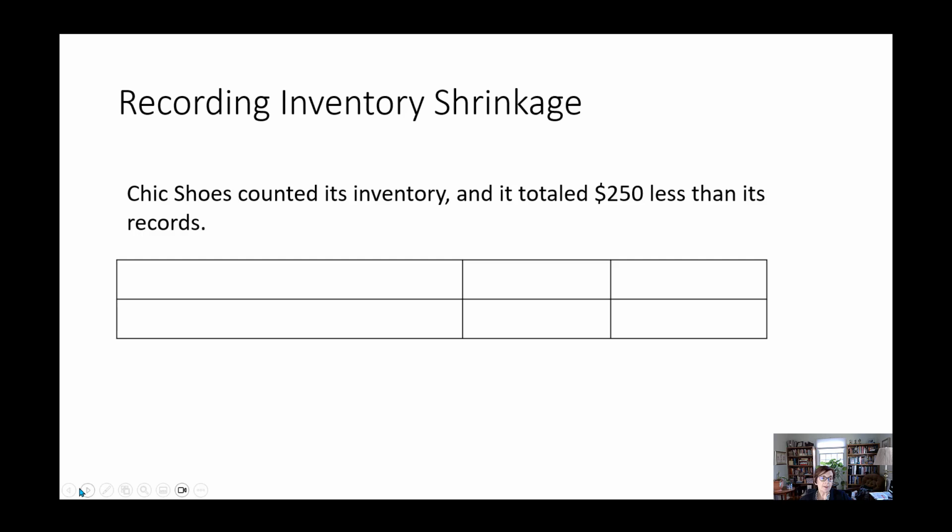So now they have to reduce their inventory, and they're going to debit cost of goods sold. Because we don't really know what happens to that inventory. If it was a very, very large amount, you might record a separate loss. But for our purposes for now, we're just going to say we'll debit cost of goods sold. We're going to credit our merchandise inventory to bring it down to the amount that's actually on hand.